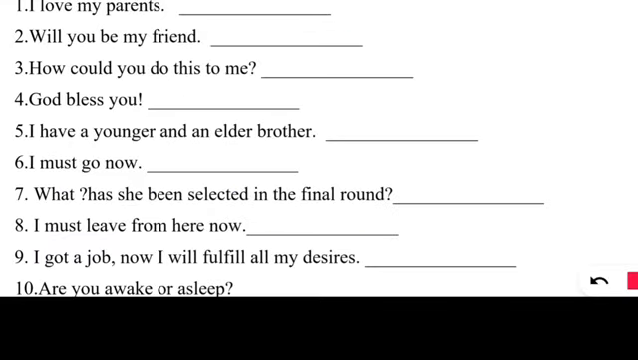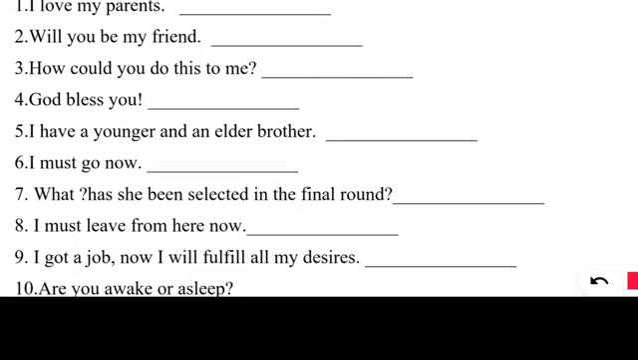Children, here are the questions for you all. Here are the sentences where you have to write which sentence is declarative, imperative, interrogative and exclamatory. There are 10 sentences. First one is: I love my parents. Next is: will you be my friend? Third one is: How could you do this to me?